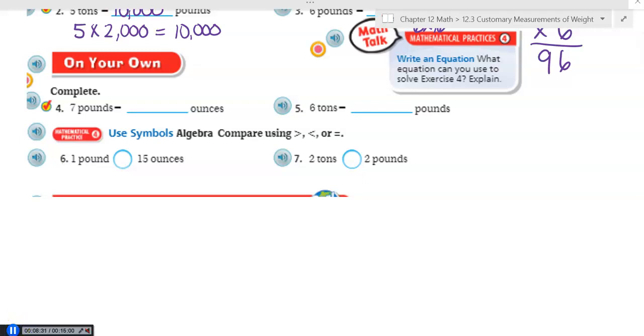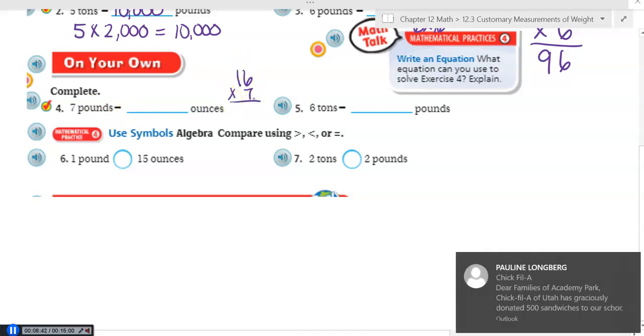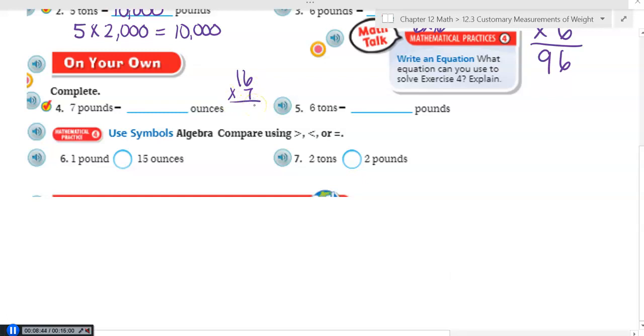Okay, number 4, we're doing the same process. I have 7 pounds equals how many ounces? So I'm going to take my 7 and multiply it by 16. 7 times 6 is 42. 7 times 1 is 7, plus 4 is 11. So that equals 112 ounces.